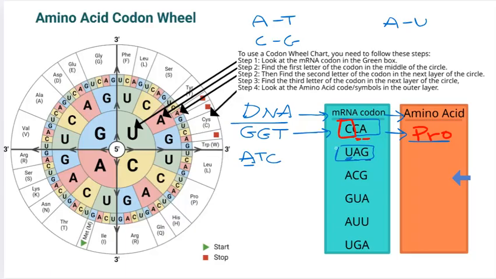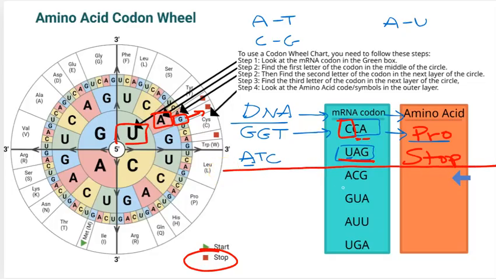So the next message or code is UAG. So we do the same thing. We go U, A, and G. In this case, it is a stop symbol. So this is where the cell would stop reading it, stop building. It's like, oh, stop, we don't have to do it anymore. So for this, I'm just going to go right there, and we're just going to continue on.